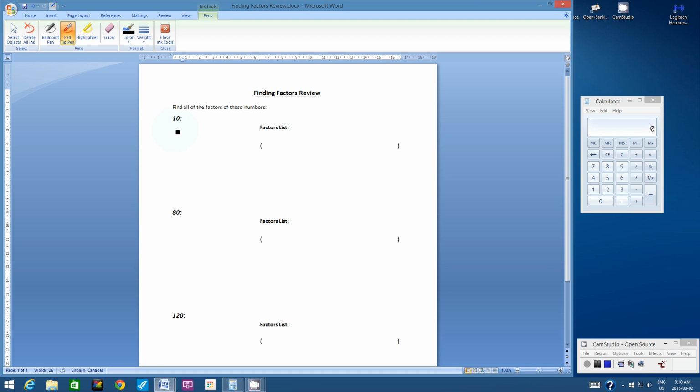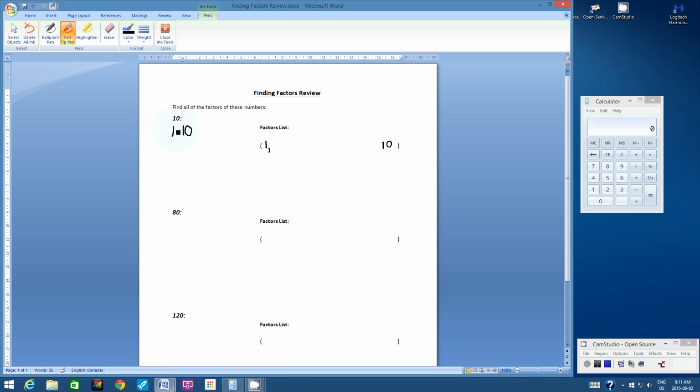So 10 has factors of 1 times 10. Now it's really helpful if you list out all of the multiplication statements that make up the number that you're looking for. Okay, so 10 has factors 1 and 10 because 1 times 10 is 10. As soon as you write one pair down, I want you to put it in the factors list. Now 1 is going to be the smallest factor in our list, and 10 is going to be our greatest because we can't have a number greater than 10 dividing into 10. So I put 1 at the left-hand side of the bracket and 10 at the right-hand side of the bracket.